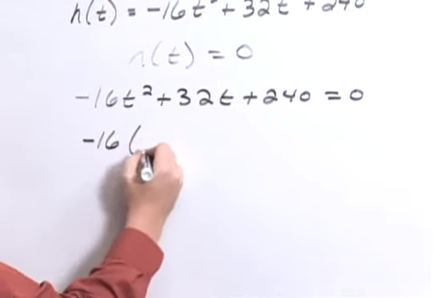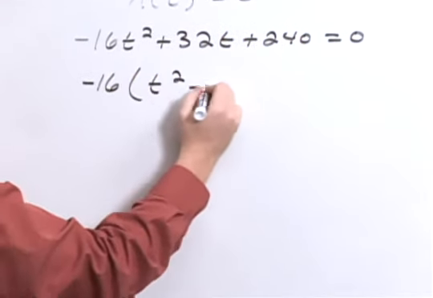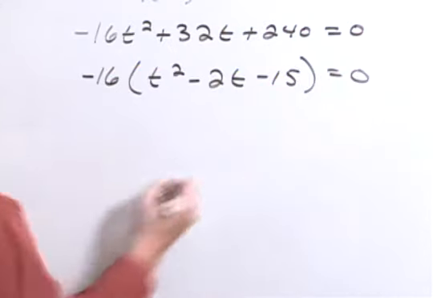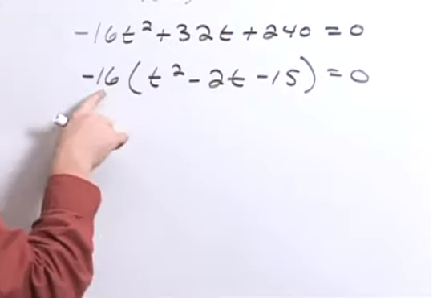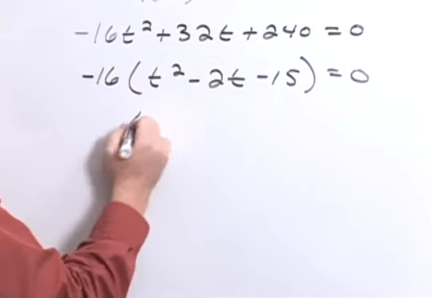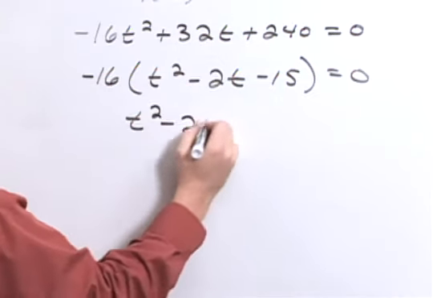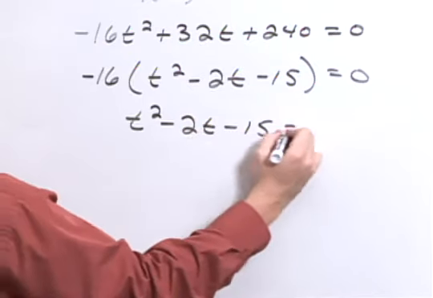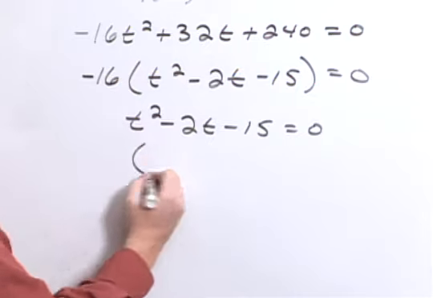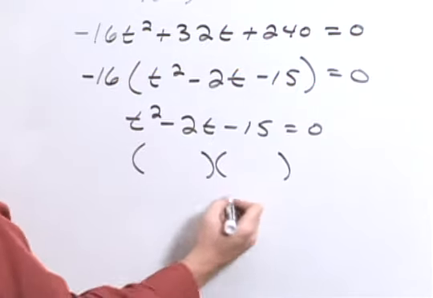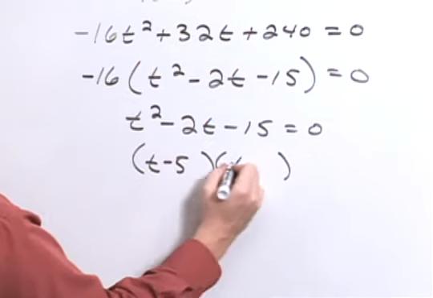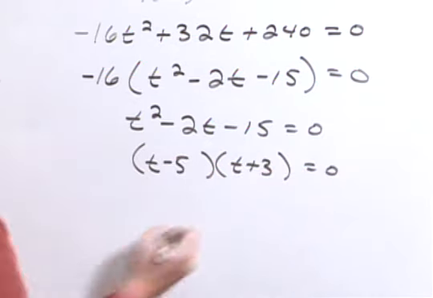So negative 16 times t squared minus 2t minus 15 equals 0. I can next divide both sides by the negative 16 so that all I'm left with is t squared minus 2t minus 15 equals 0. Now we can factor. The factors of that quadratic would be t minus 5 and t plus 3.